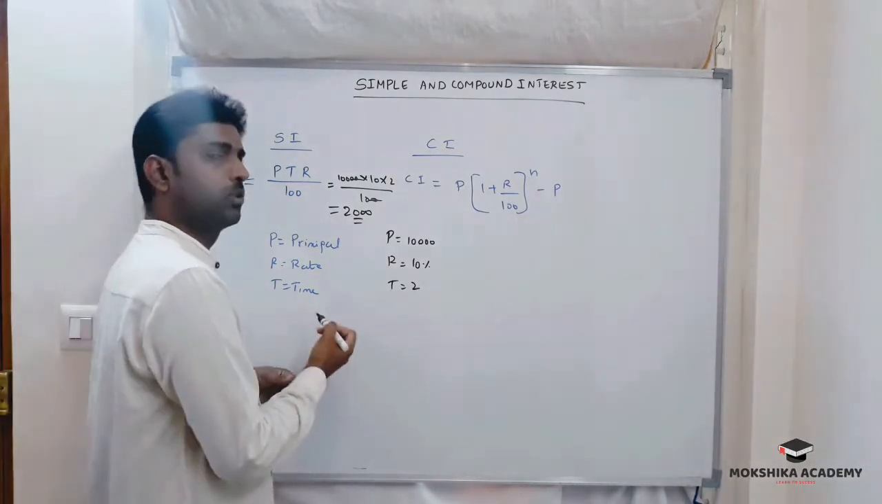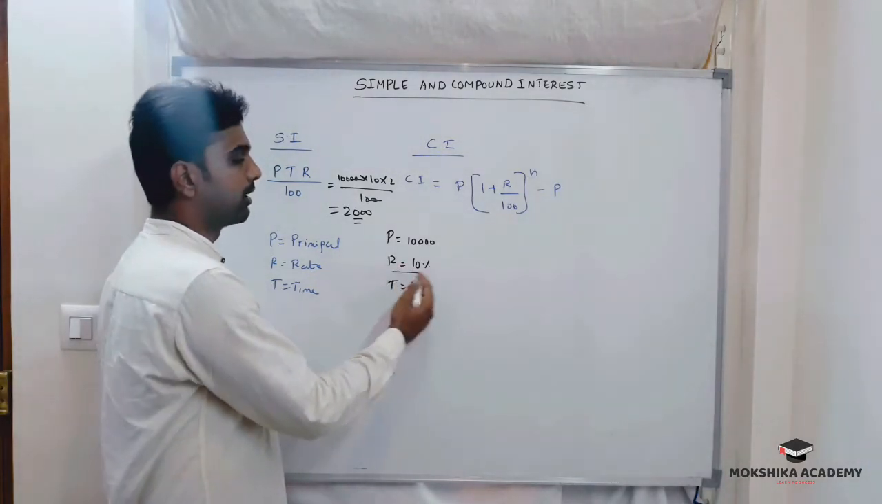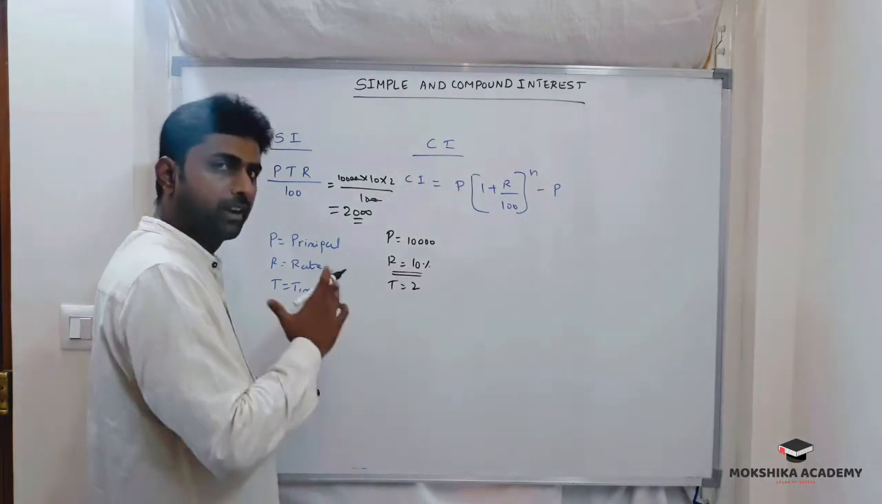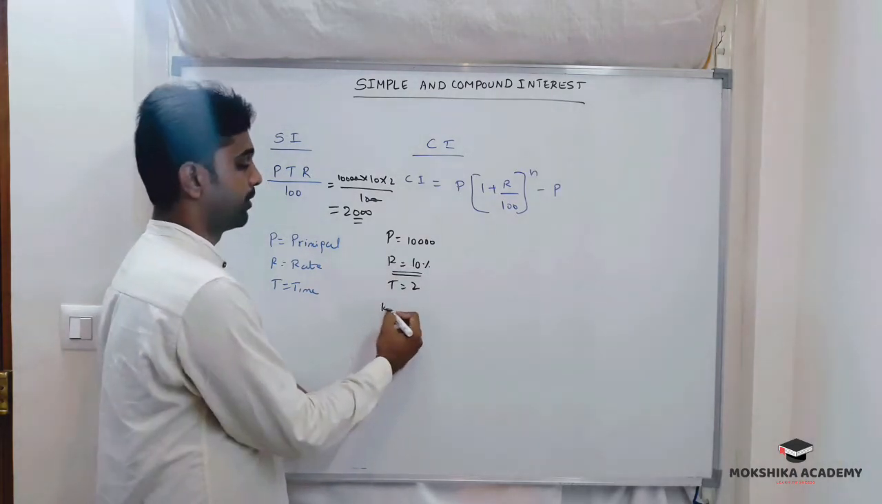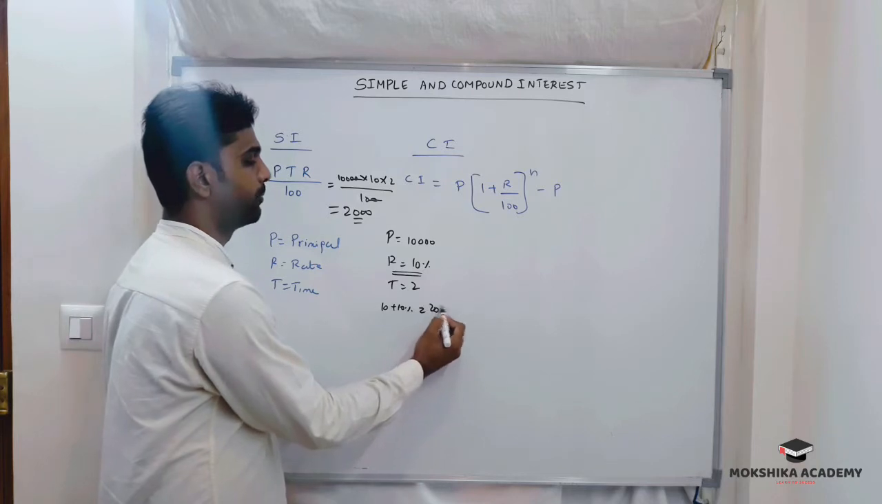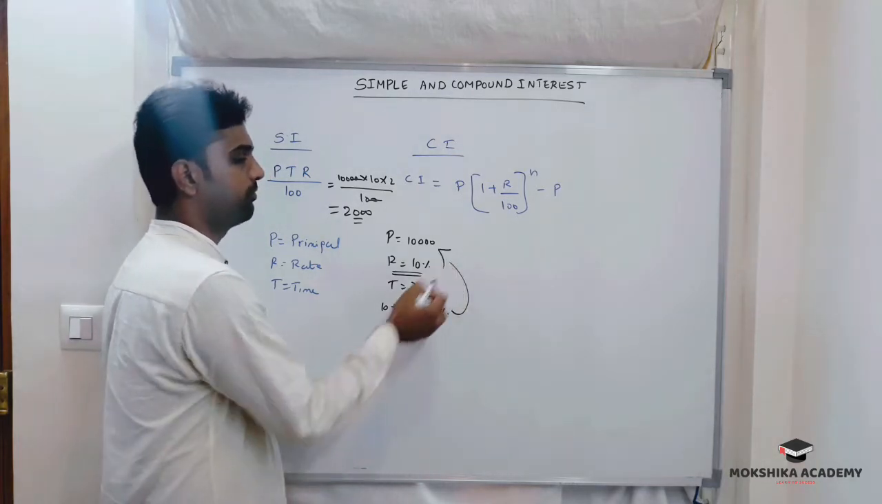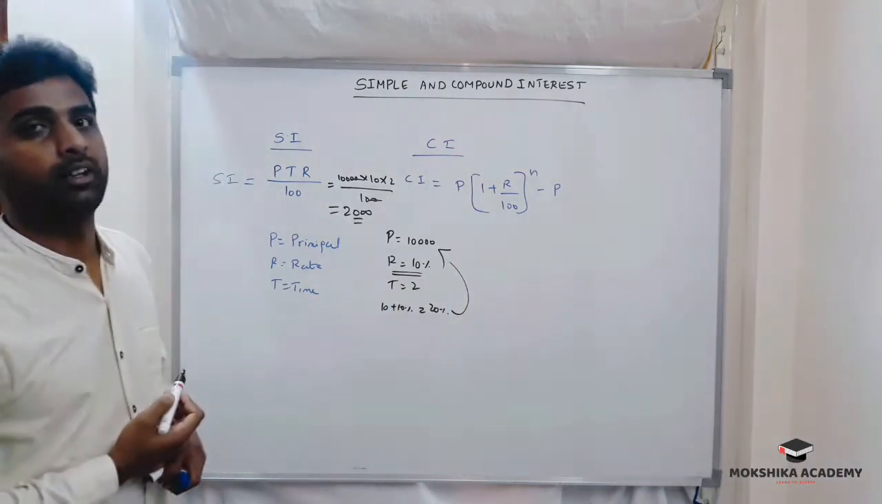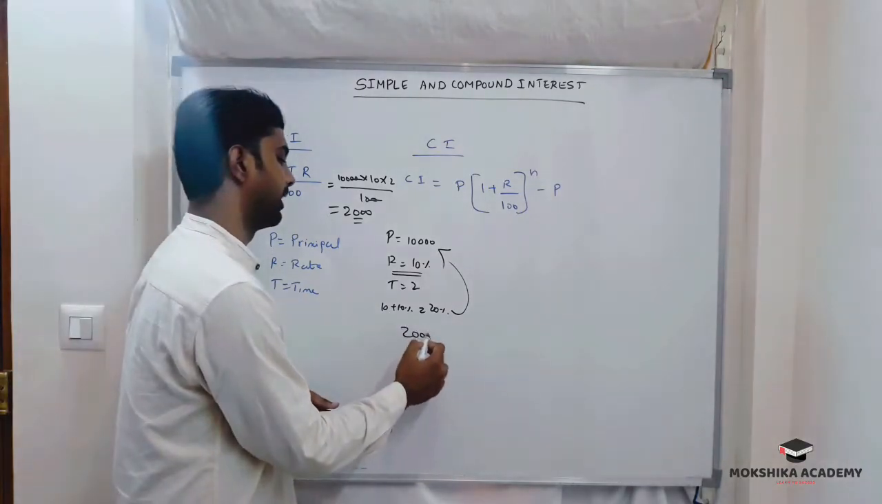So since the time is 2 years, you know that rate is fixed. Every year it is 10% only. So 10% plus 10% it is 20%. So 20% of principal 10,000 is 2,000. So directly you can say.